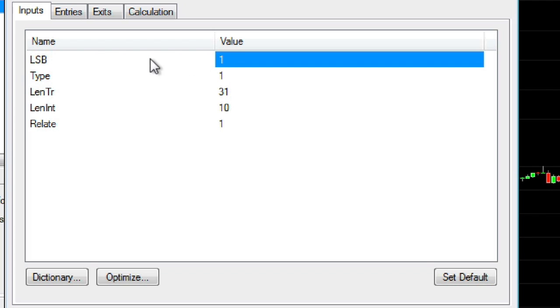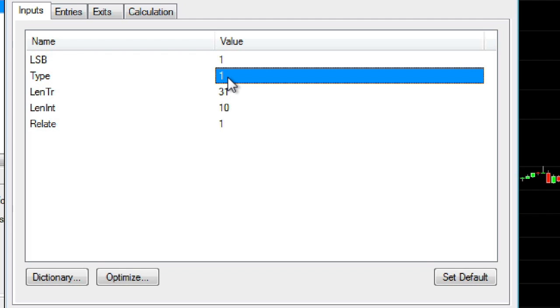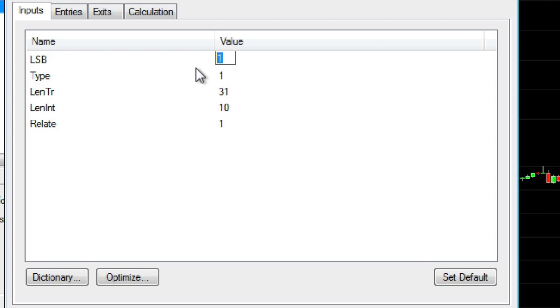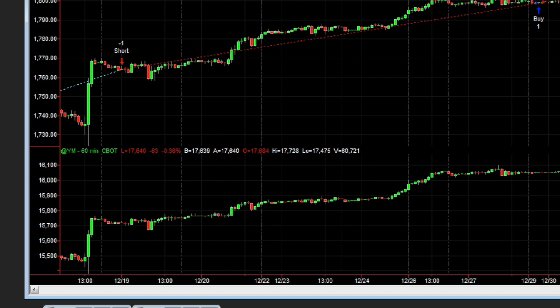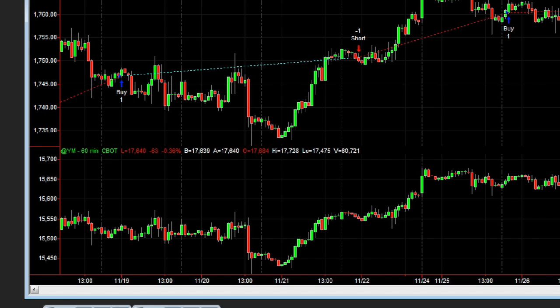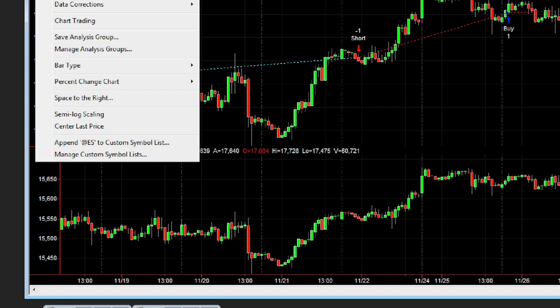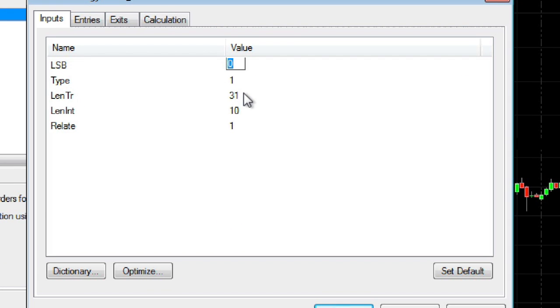So this is the long and short bias. What this means is we're going to go long only. If we switch this to 0, you can see that we're going to be alternating between shorts and longs. But I'm just going to focus right now on the long side, so I'm going to put a 1 in there.